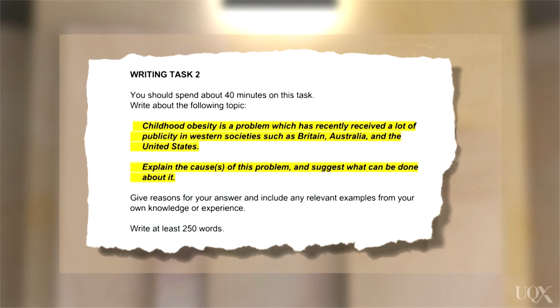Now, let's look at the essay question. Unlike the instructions, the essay question will change from one IELTS test to the next. So, the topic of this essay is childhood obesity, or children who are overweight. We're told that this is a problem in some Western societies, such as Australia and the United States.